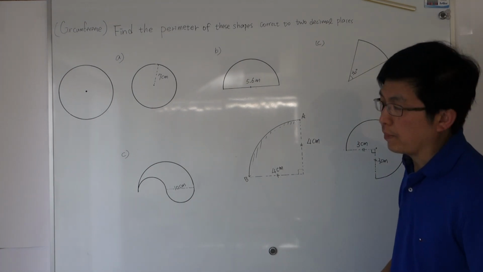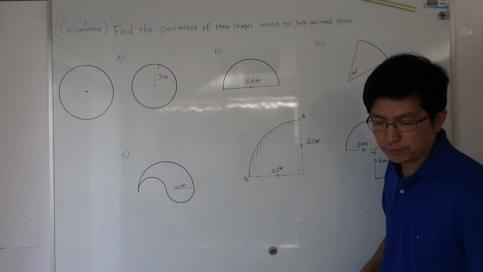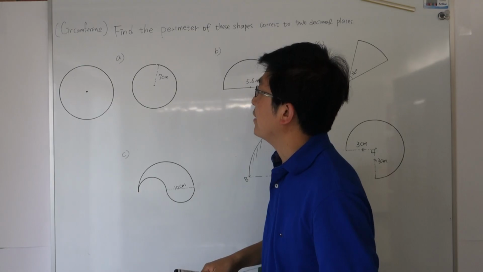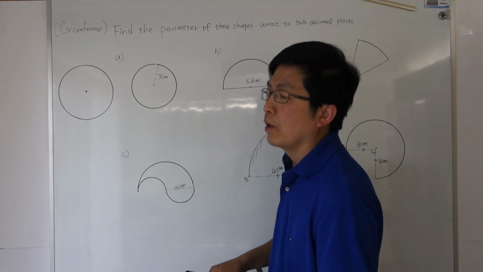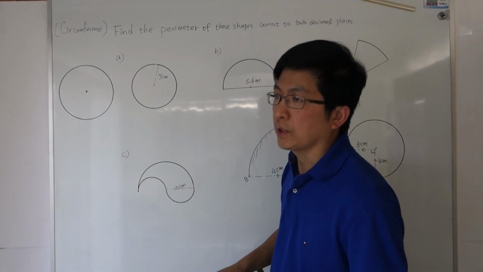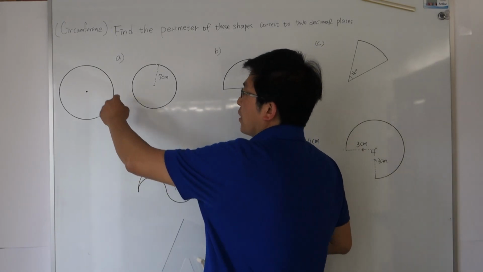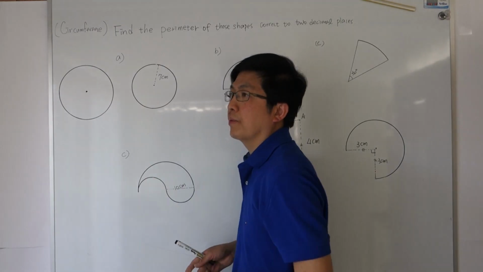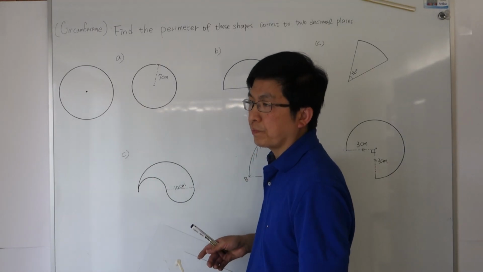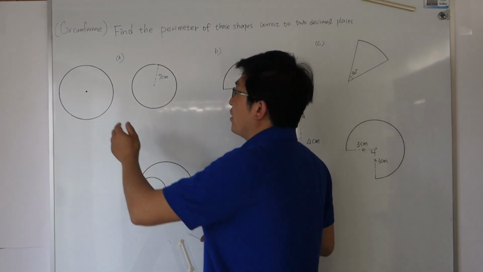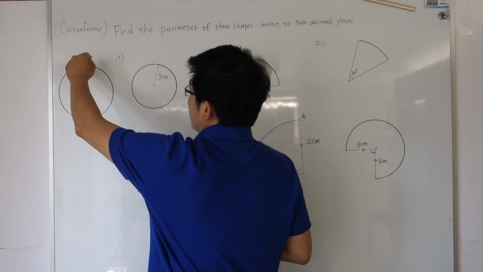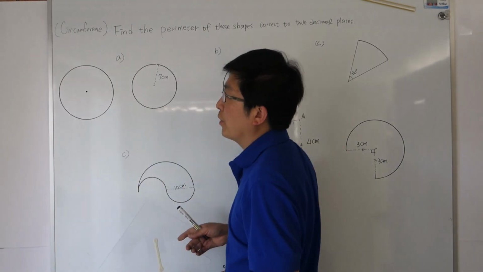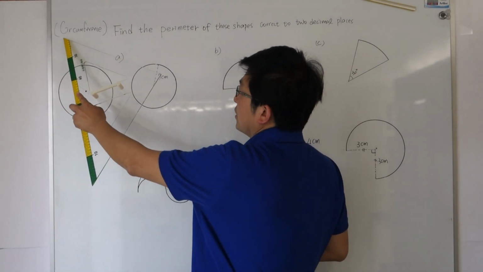Okay, now we talk about circumference. C-I-R-C-U-M-F-E-R-E-N-C-E. What's called circumference? Circumference is just the perimeter, the length of the perimeter of a circle. We give the perimeter another name. We call this one circumference.